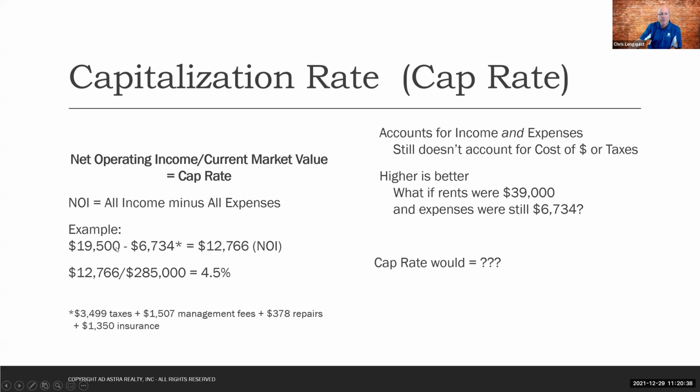19,500 is our expected rents, remember, 1625 times 12. And then what I've done, come up with as expenses is 6734. Remember, this is a property we actually manage. This is actual numbers for her last year.